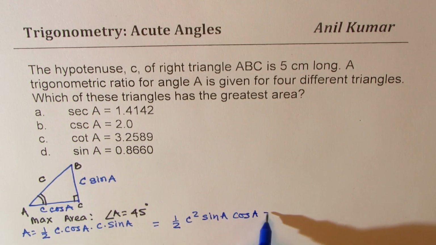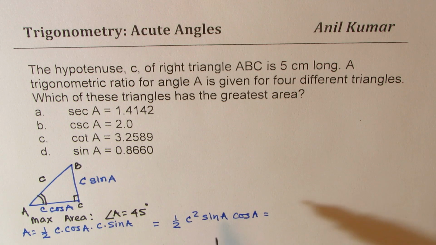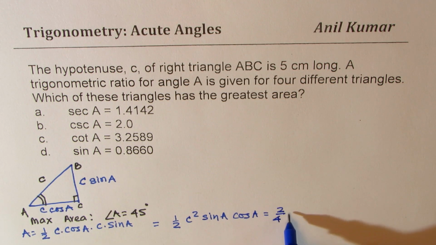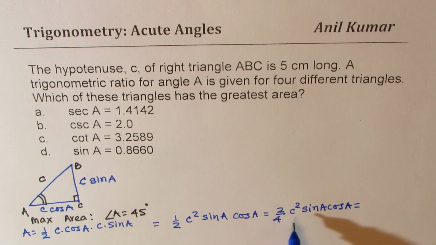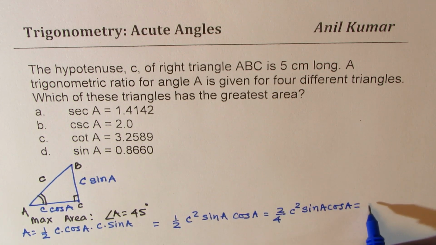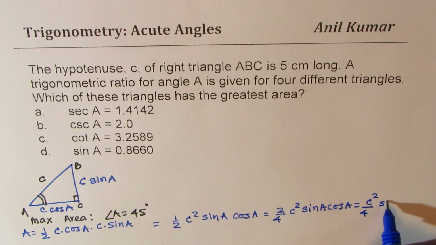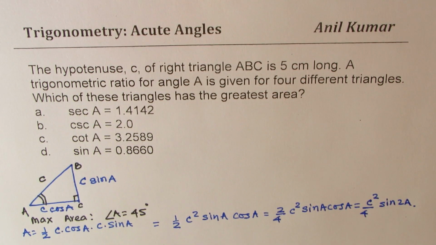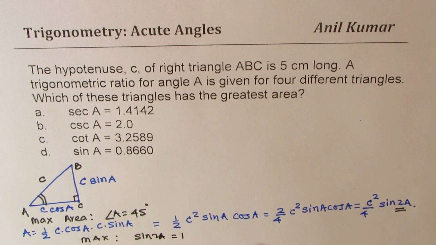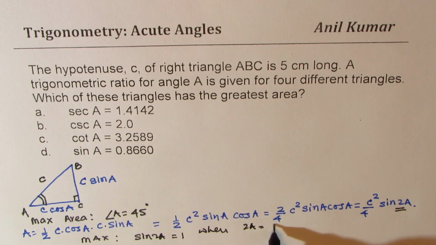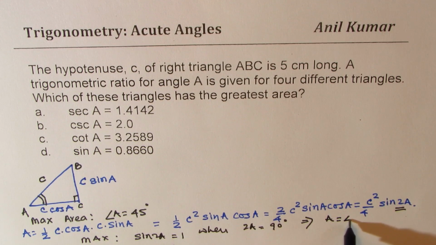sin A cos A. Some of you have done the double angle formula and know 2 sin A cos A is sin 2A, right? So I could write this as 2 over 4 C square sin A cos A, or this 2 can be combined with sin A cos A, so it could be written as C square over 4 sin 2A. Now, you know the maximum value of sine is 1, correct? Maximum value of sine is 1, so for maximum, sine 2A equals 1 when 2A equals 90 degrees. That implies A equals 45 degrees.